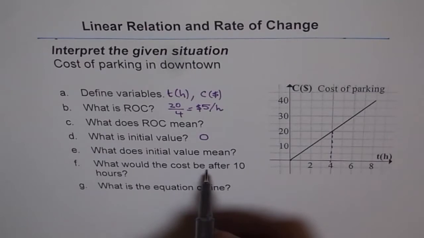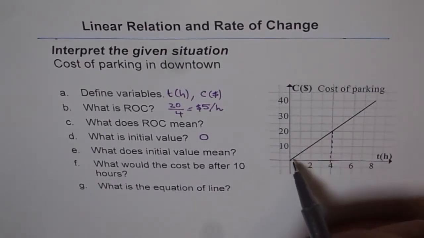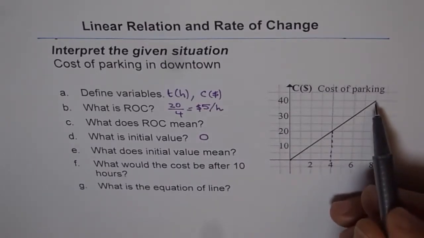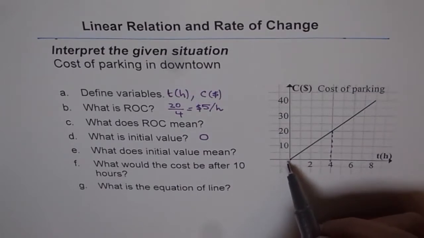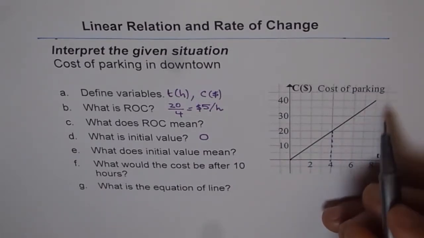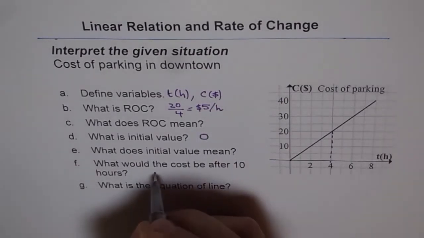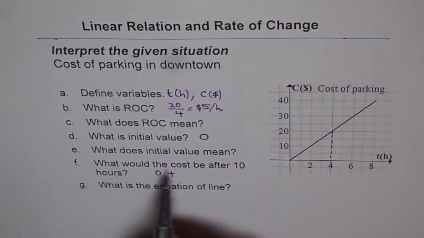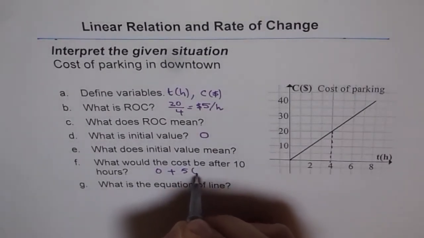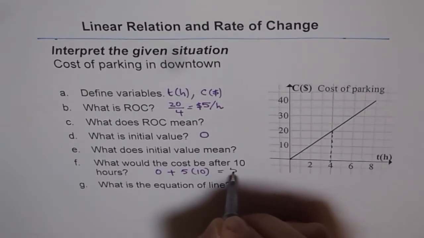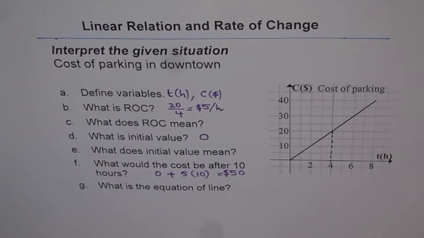What would the cost be after 10 hours? We see that the relation is directly proportional since it goes through the origin. So you pay for the time you park, and the rate is $5 per hour. So it is 0 plus. After 10 hours, it'd be 5 times 10, which is $50, correct? So it'll be $50 after 10 hours.